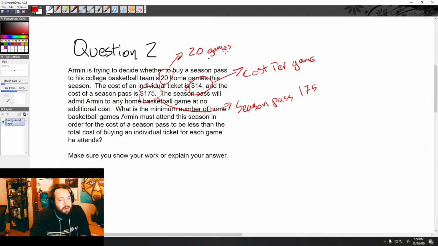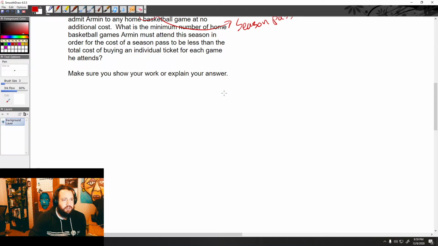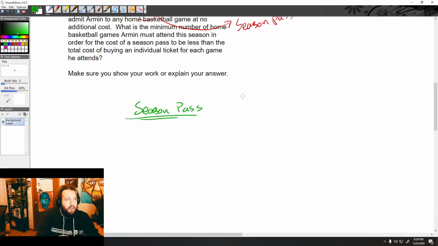What is the minimum number of basketball games Armin must attend this season in order for the cost of a season pass to be less than the total cost of buying an individual ticket for each game he attends? Well, let's just figure this out. I'm going to break this into two different options. On the left, I'm going to look at season pass. And on the right, individual games, where I'm just going to pay per game.